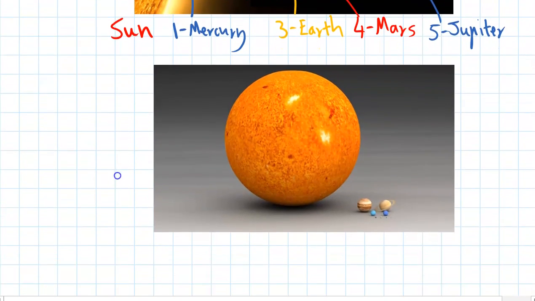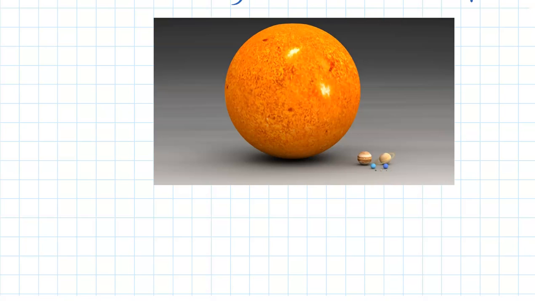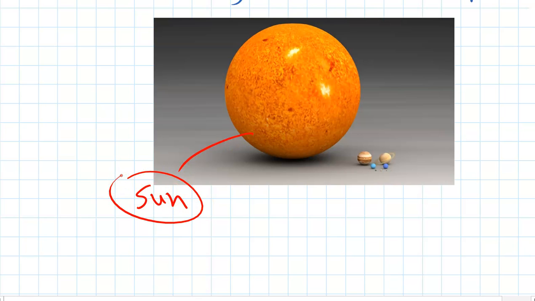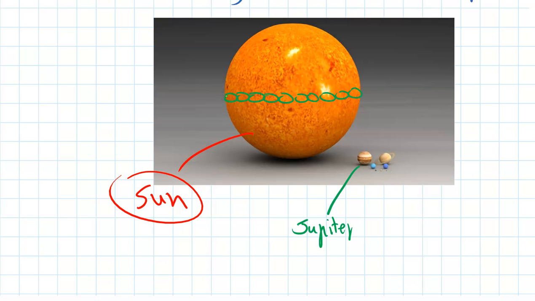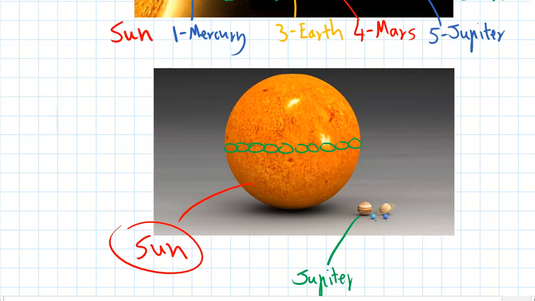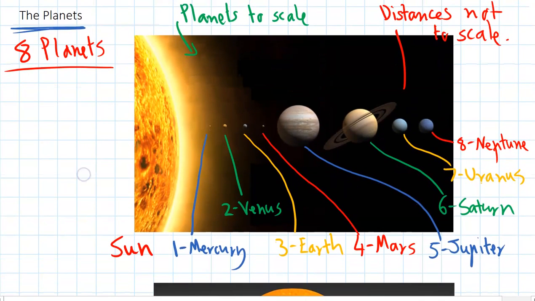Alright, and here's a better view of the size of the sun compared to all the other planets. So you can see how big the sun is. Even compared to Jupiter, which is the biggest planet, the sun is way bigger. It looks like about 12 Jupiters would fit across the diameter of the sun here. So in terms of how heavy and how massive the sun is, it's the biggest thing by far. Okay, so there's the planets in our solar system.